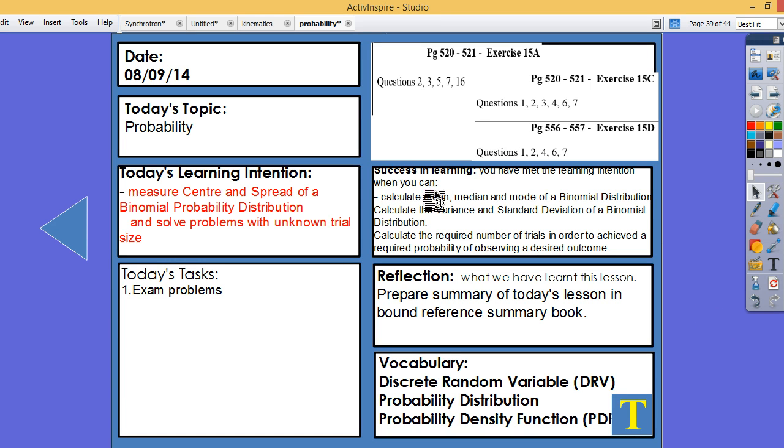We need to be able to calculate the mean and variance. The ways of calculating standard deviation, median and mode all follow on from a standard discrete random variable approach to calculating those quantities. Okay, let's get to it. We're going to start with an exam problem. Please note these are the exercises that you need to be doing today. Okay, let's get right to it.